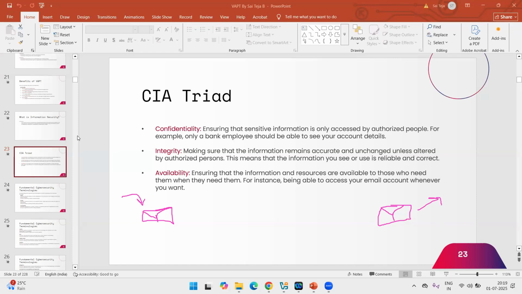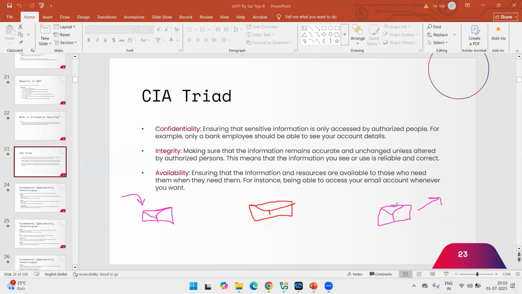But let's say someone joined in the middle. What they have done is tamper with your letter and replace something in it. If some third person joins and makes changes in your letter, the message will be conveyed in a different way. You got my point, right? If this kind of thing happens, there is no integrity.